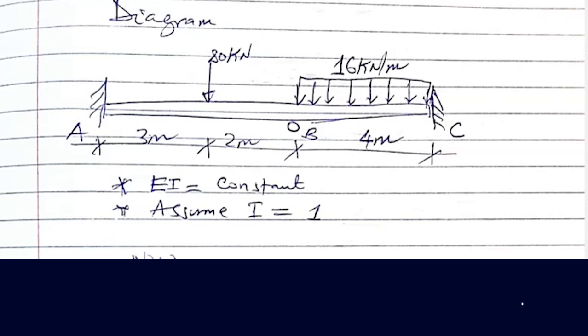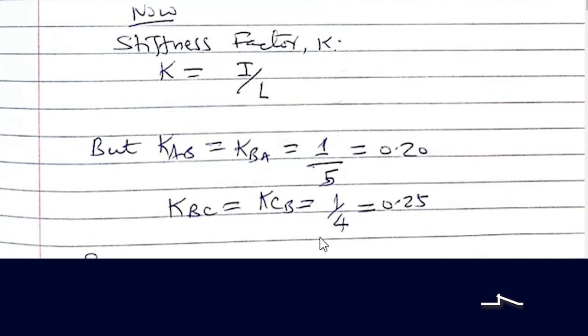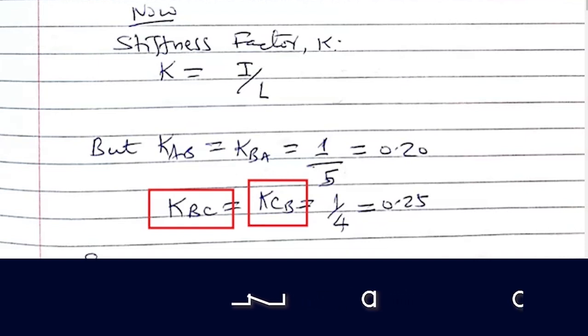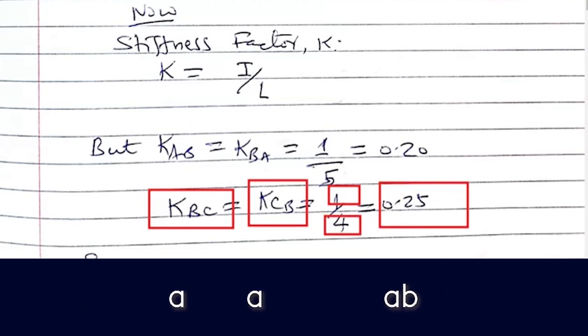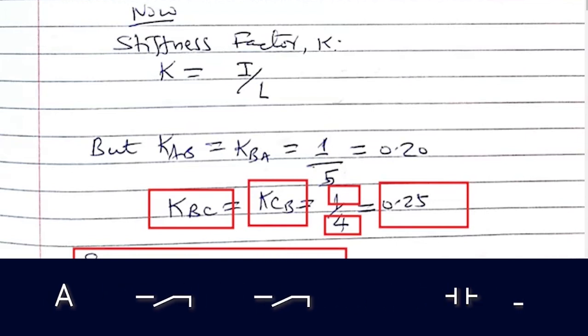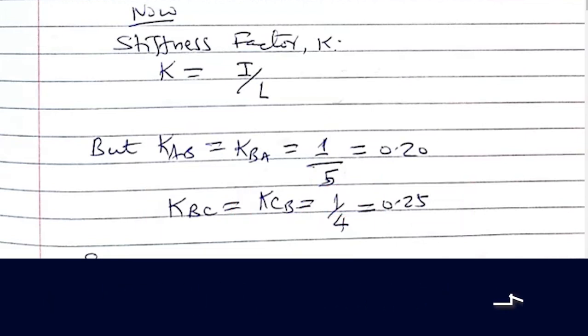Now once we take for consideration from the support, the stiffness factor KBC should be equal to the stiffness factor KCB, which is the ratio of I over L, you get about 0.25. Now, we want to calculate the distribution factor for the moment distribution. Now, we take the following consideration.